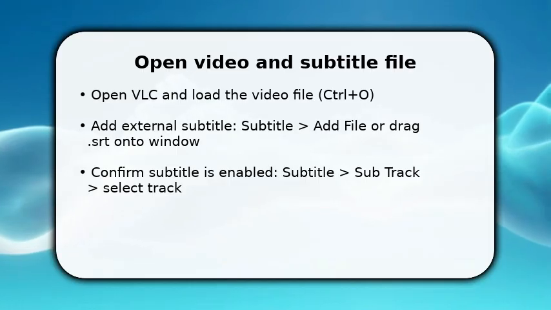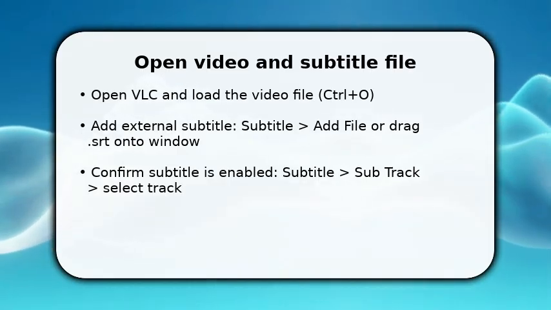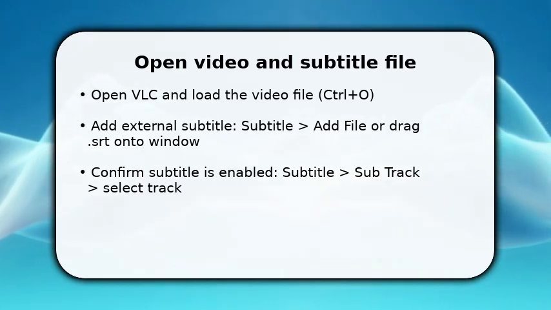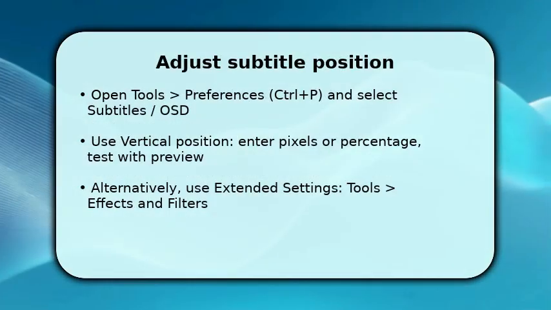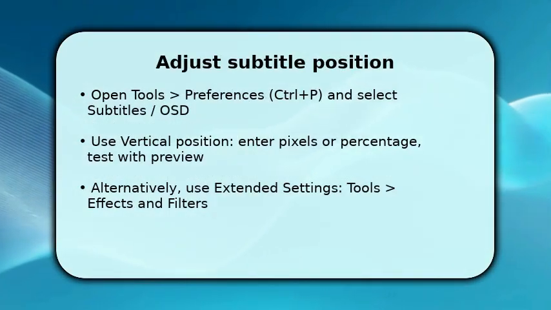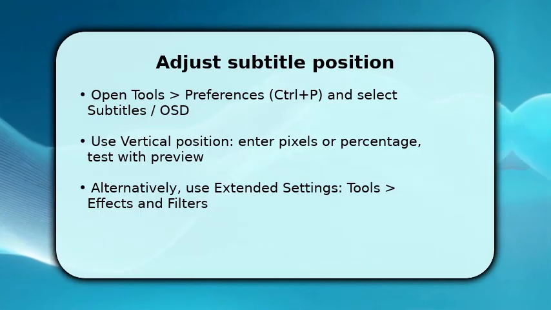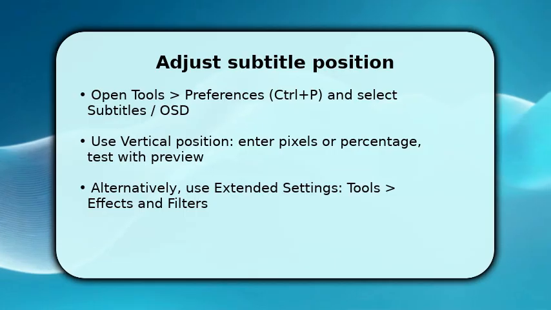This step ensures you're working with the correct track and avoids confusion later, because changing position on the wrong track is a common mistake. You now change the actual position. Go to Tools Preferences, Ctrl+P, click Subtitles/OSD, then change vertical position by entering pixels or a percentage. Smaller values move subtitles up, larger values move them down. Once you enter a value, click Save and Play to check placement.